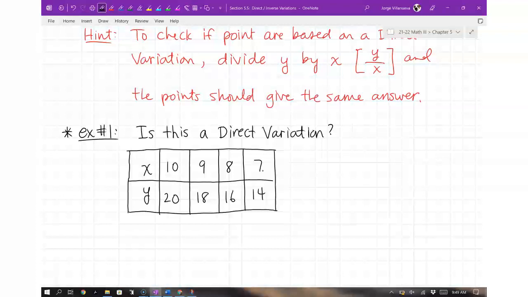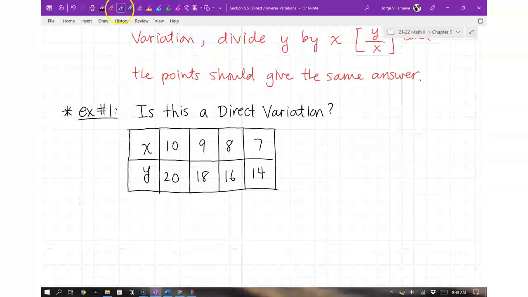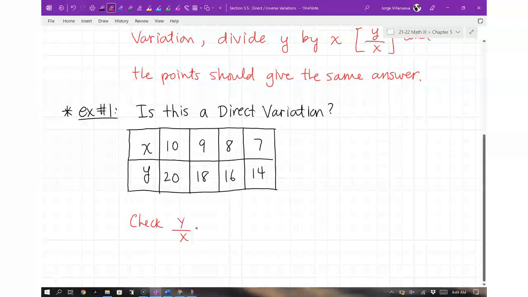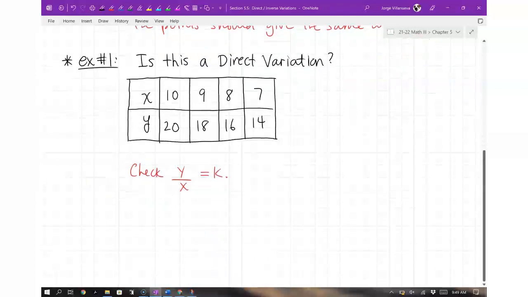All right, so if you want to check if these points are related to a direct variation, what you want to do is check y divided by x. If the answer for all your y divided by x's are consistently the same number, then you are going to say, yes, this is direct variation. By the way, y over x is equal to k, right? So we're basically trying to solve for k. So let's check all the points.